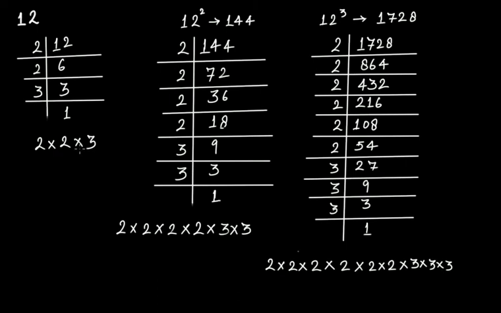Now here, 2 is in a pair, but 3 is not in a pair. In the case of the square number, you'll have pairs, and in this case you'll have 2 three times, then again 2 three times, and then 3 three times, right? So this is the difference between the prime factorization of a square number and the prime factorization of a cube number.